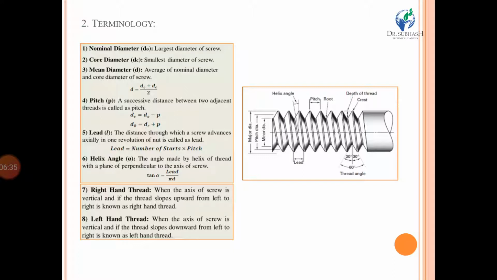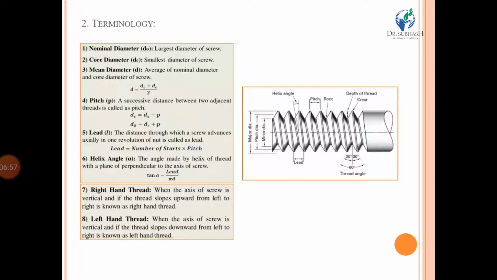Then after lead: if you are rotating any power screw by 360 degrees, or 1 revolution, then whatever displacement is traveled by that power screw is generally known as the lead. The mathematical relation of lead with the pitch is: lead is equal to the number of starts multiplied by the pitch.